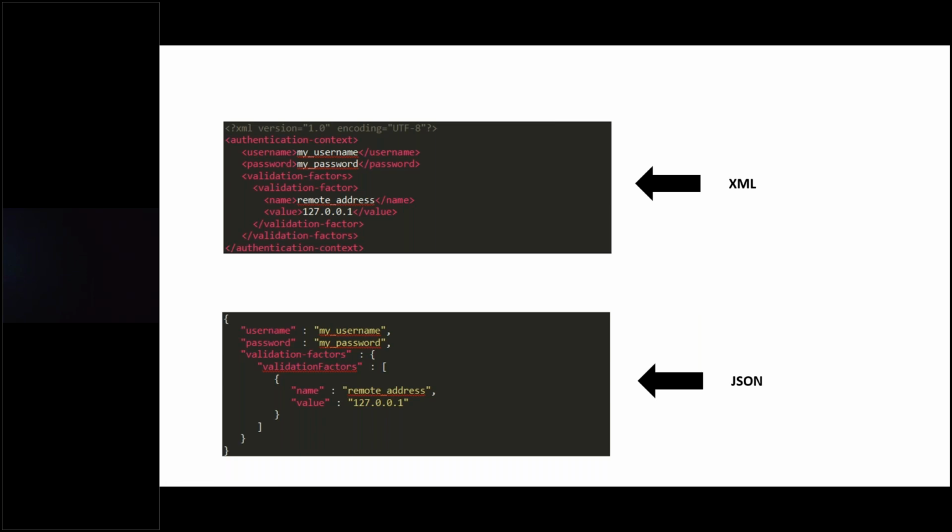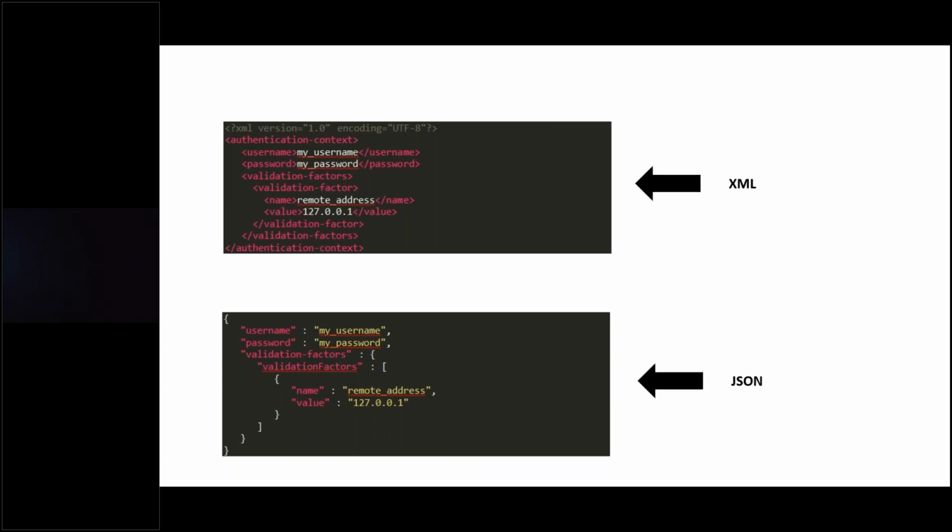Now this is a representation example between XML and JSON. If you see the XML, you can see there is this authentication context, username, password, validation factors, right? So there is a lot of extra information that needs to be sent along with the original message. The focus is to send this username and password, but there is so much extra information that needs to be sent along with that, so that it follows the standard.